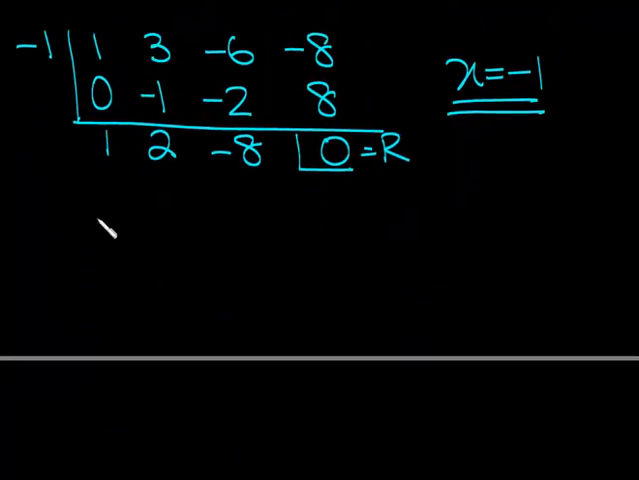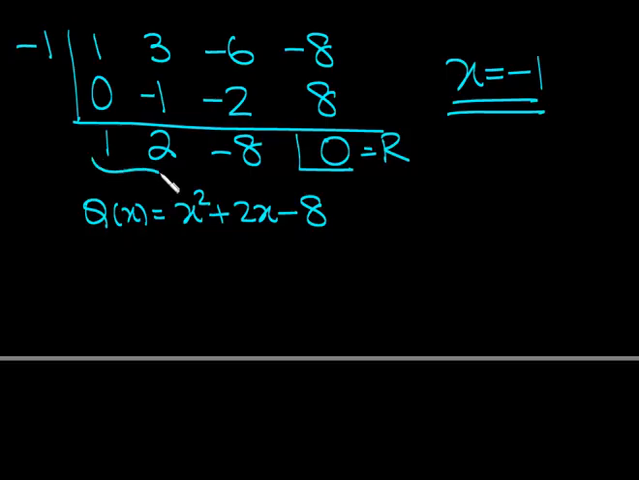If we found 1 zero, then my quotient is what now? My quotient will have degree 2. So we get x squared plus 2x minus 8. Okay. And then we repeat the same process for this polynomial now. Okay, because this is my new polynomial.